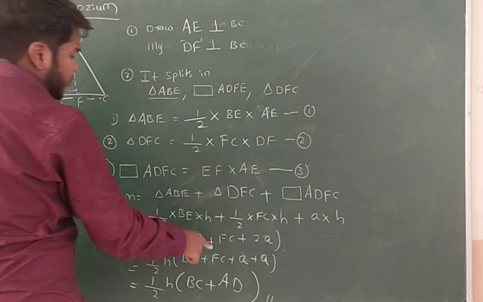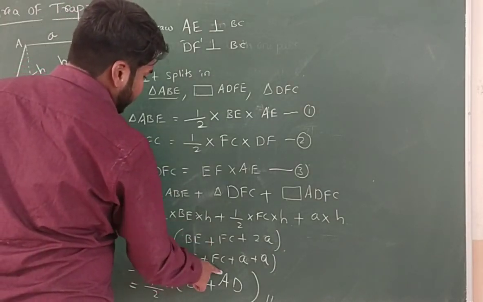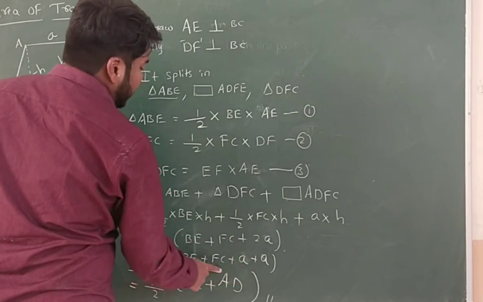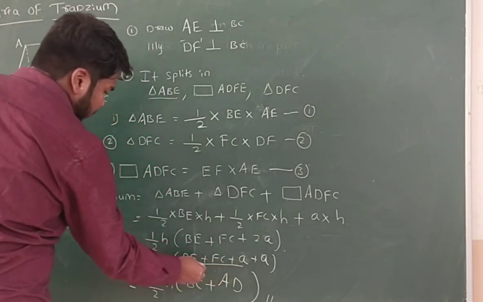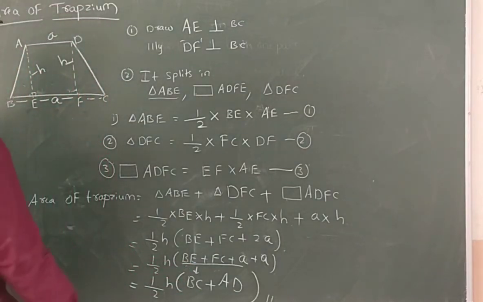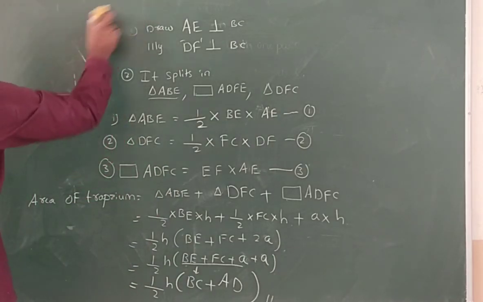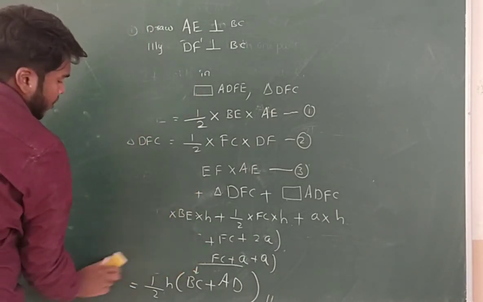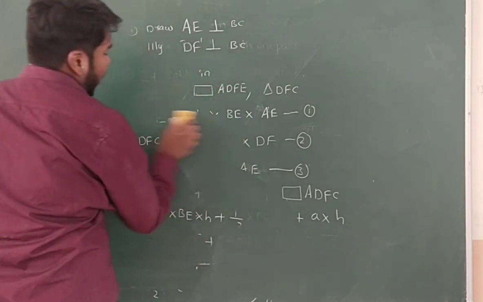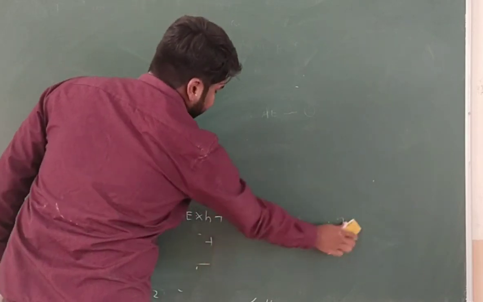Just add the three equations and take half h common. You'll get half h into BE plus FC plus a plus a. BE plus FC plus a you can write as BC, and the other a you can write as AD. So this is the area of trapezium. Again, trapeziums are of types: right angle trapezium, isosceles trapezium, and scalene trapezium.